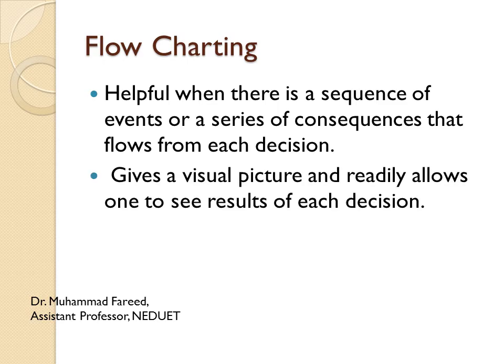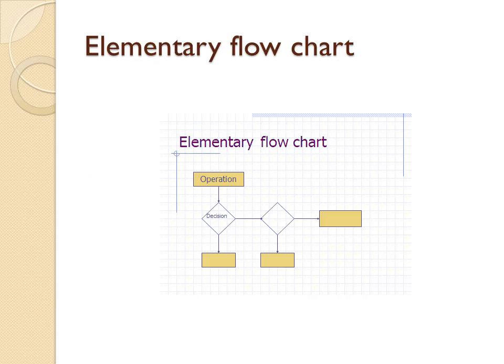It gives a visual picture and readily allows one to see the results of each decision. We will see how flow charting gives a visual picture and how it allows the viewer to see each decision. This is how a flow chart usually is: they start with the first operation, then they make the decision, then if needed they go for the second decision, and so on and so forth.